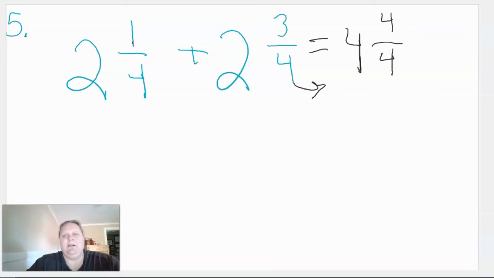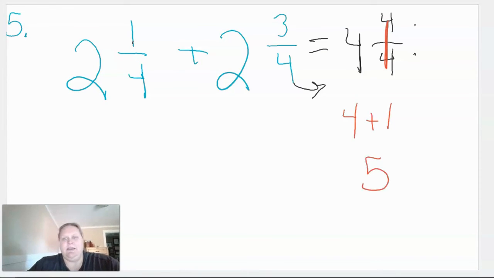Slide over the denominator. Now, here's something I want you to pay close attention to. When the numerator and the denominator are the same, that equals 1 whole. So this is actually 4 plus 1. And we can simply write that as 5.